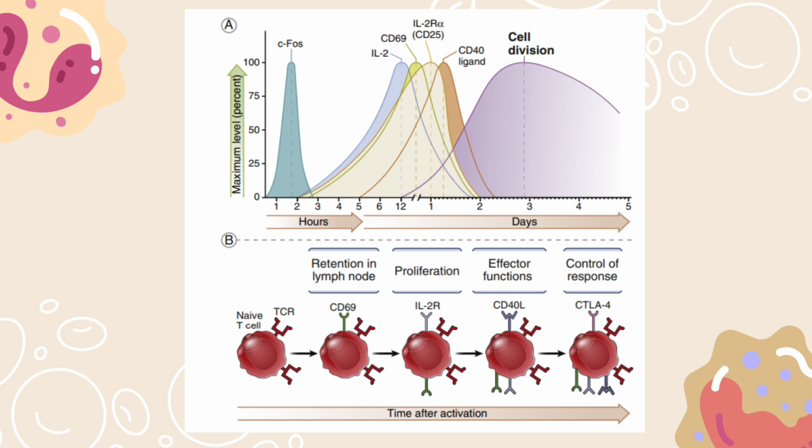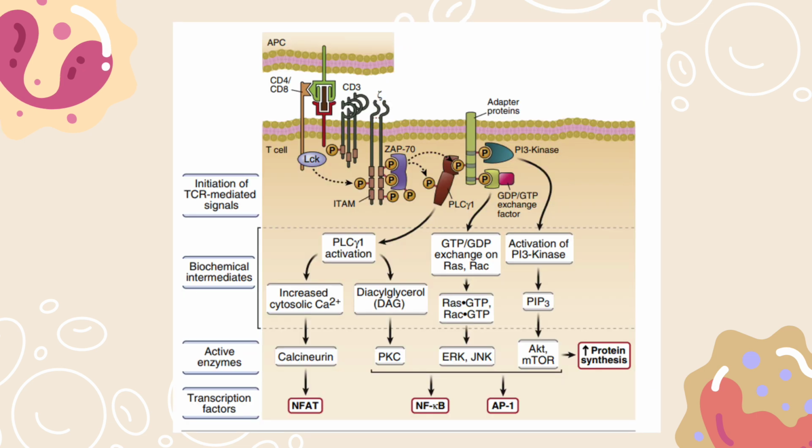So, to sum it up, in the time after activation, what happens in the naive T cells first is the retention in the lymph node, and after that is the proliferation and the effector function, and lastly is the control of the response. Another figure here shows the signal transduction pathways in T lymphocytes.